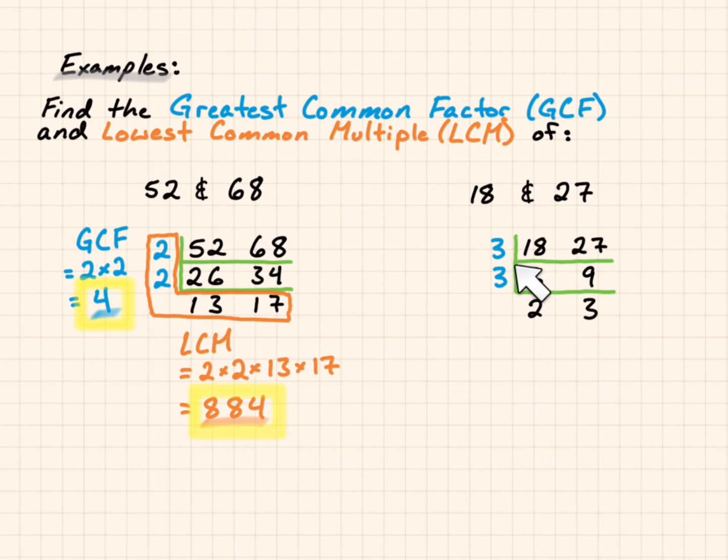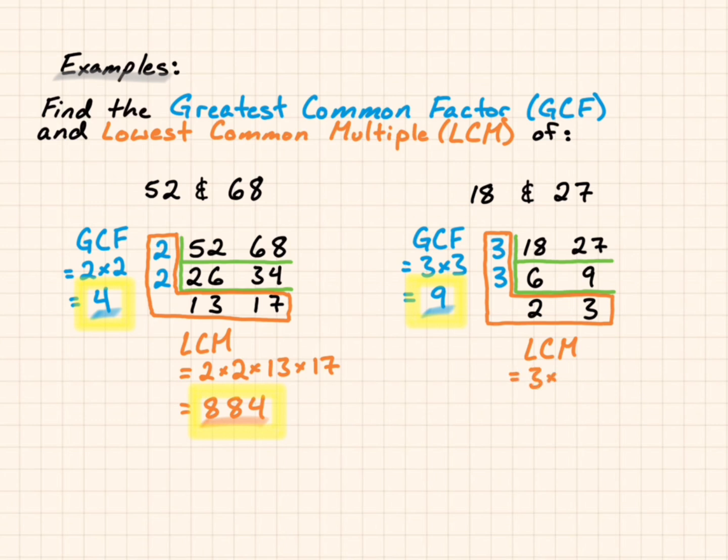And now I have no common factors between 2 and 3. They're both prime numbers. So my greatest common factor here is 3 times 3, the numbers multiplied on the left-hand side. That gives me 9. And then the numbers all along the outside give me my lowest common multiple, which is going to be 3 times 3 times 2 times 3, which gives me 54.